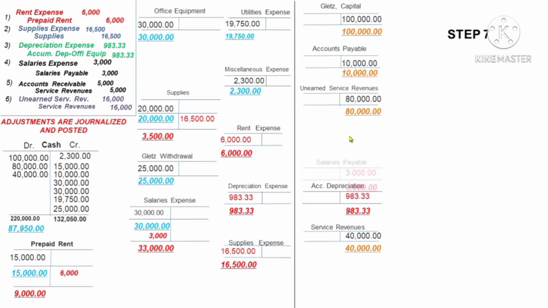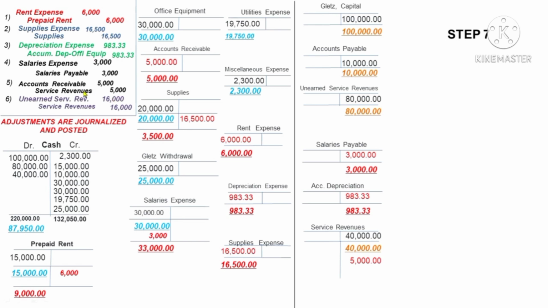So let's make one. And the balance will be 3,000 credit. The fifth adjusting entry is debit accounts receivable. So there is no T account yet, so let's prepare one. We have debit 5,000 and credit service revenues of 5,000. So we have here the service revenues already. We just have to add the 5,000.